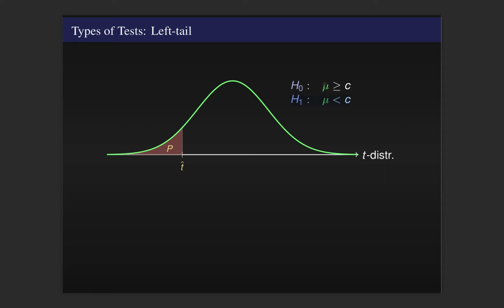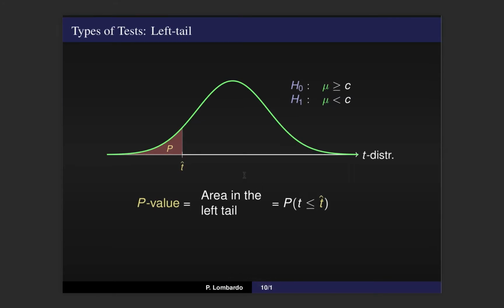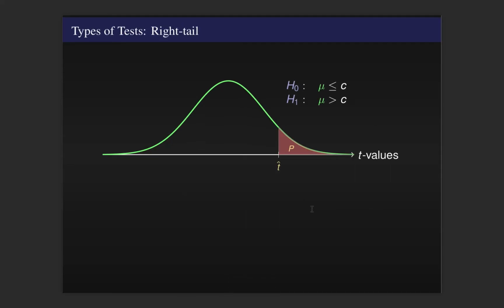When your null hypothesis is mu is greater than or equal to c, the alternative is that mu is less than c, which leads to a picture that looks like this. When we go to actually compute our p-value, it's going to be the area in the left tail, which starts at the computed test statistic t hat. So our p-value is going to already be in cumulative form, so we can jump directly to using t.dist.